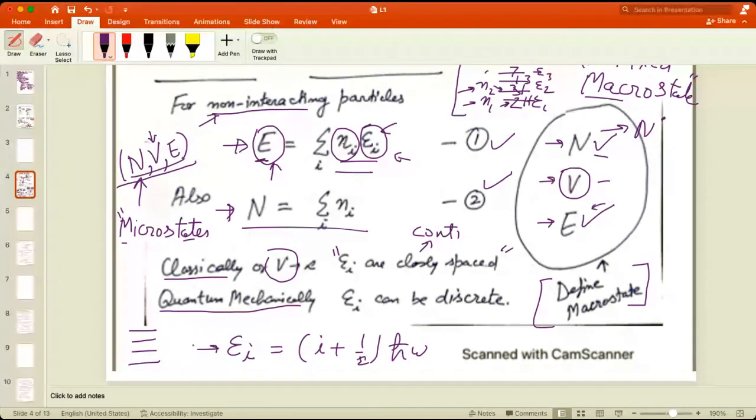Similarly, you also have energy eigenvalues for a particle in a box. If you remember, as you go up, the spacing between the energy levels keeps on decreasing. If you make your n very large, this spacing keeps on decreasing, and then you approach the classical limit. Of course, due to the dependence of energy eigenvalues on volume, V comes into the description of the macrostate, because energy is decided by how much volume is occupied by the system.